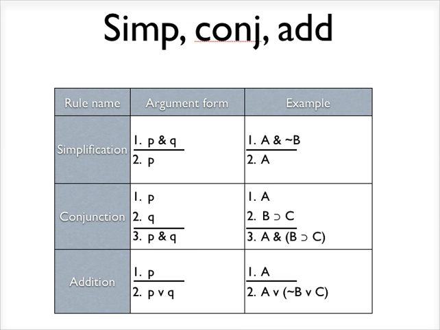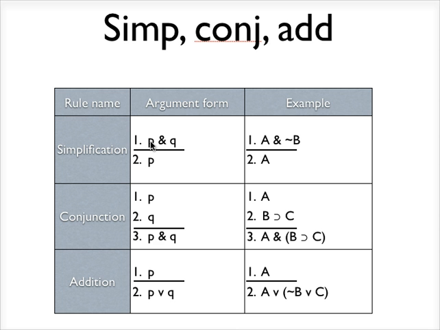So I'm going to go on to some other rules. There are 8 total again. Here are another few rules. Let's start with simplification. This rule is named simplification. Here's the form of the rule.